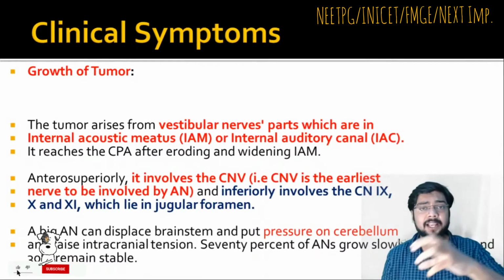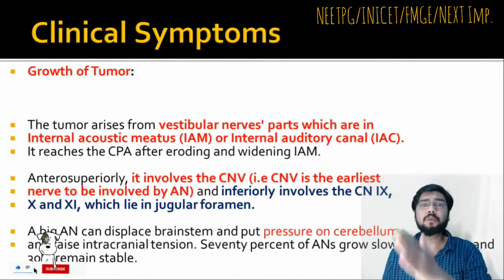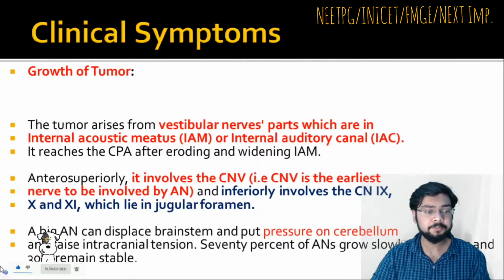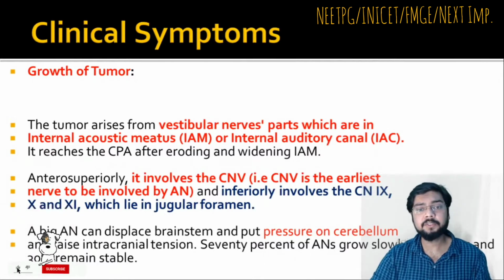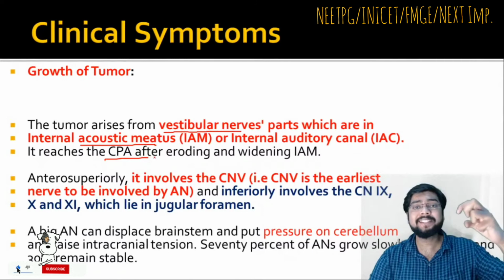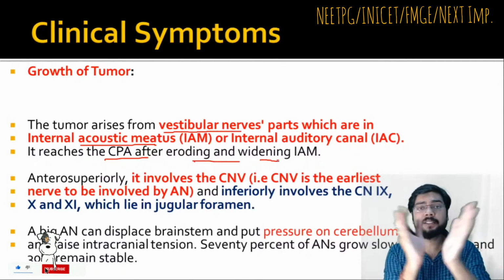Means at what stage. As the tumor grows, it involves more cranial nerves, and thus you will get more symptoms. Like if you see, this tumor arises from the vestibular nerves, which is located in the internal acoustic meatus or the internal auditory canal. Now, as the tumor grows, it reaches the cerebellopontine angle, eroding and widening the internal auditory canal.